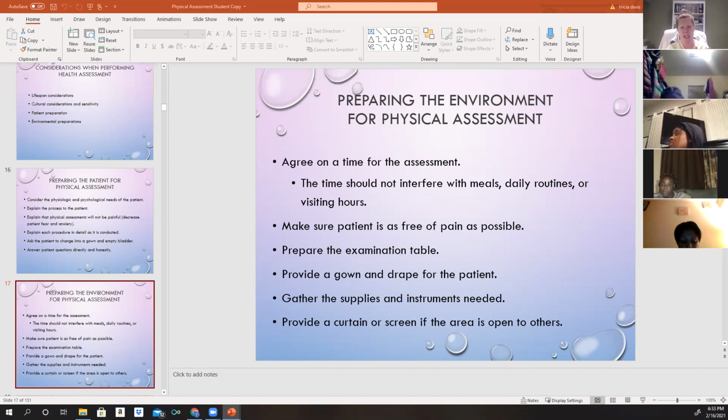So agree on a time for the assessment. The time should not interfere with meals, daily routines, or visiting hours. I feel like that is true for testing purposes, that's what we would always say. In the real world, and I always tell you I'm going to be transparent about what happens in the real world, I would never say, no, you can't eat, I have to do your physical assessment.